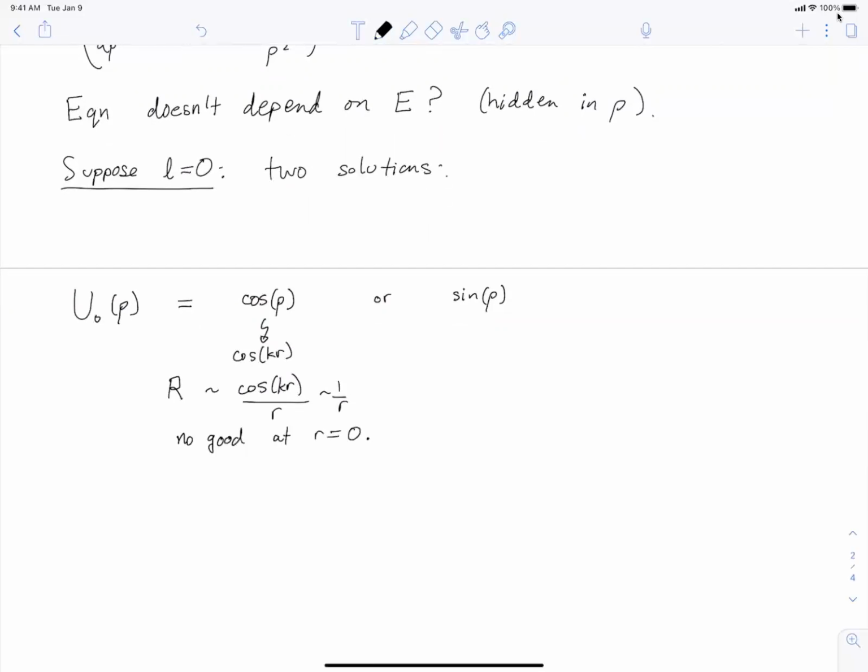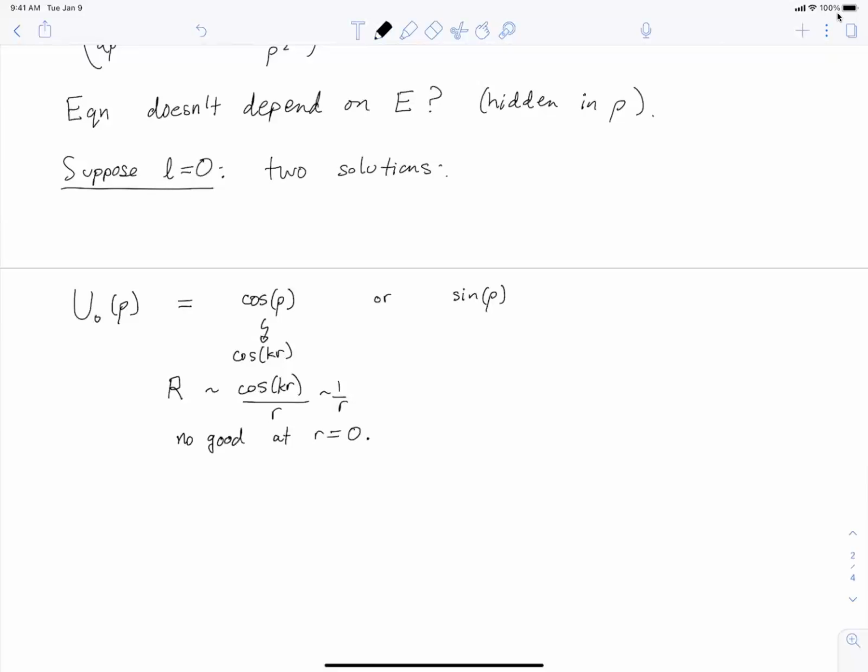Now notice I'm not saying it's no good at all, because we might be dealing with a problem, and in fact, it's very common to deal with a problem where we don't care what's going on at r equals 0 for some reason. Maybe there's an infinite potential that's everywhere enclosing some region involving the origin, and then we don't care what happens at r equals 0, and this is a perfectly good solution. But if we do include the origin, r equals 0, as part of our allowed region, then this solution's no good.